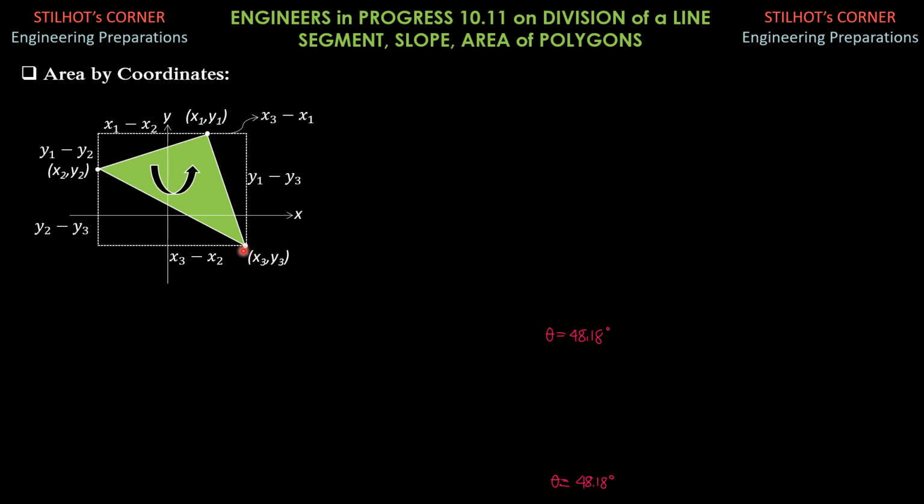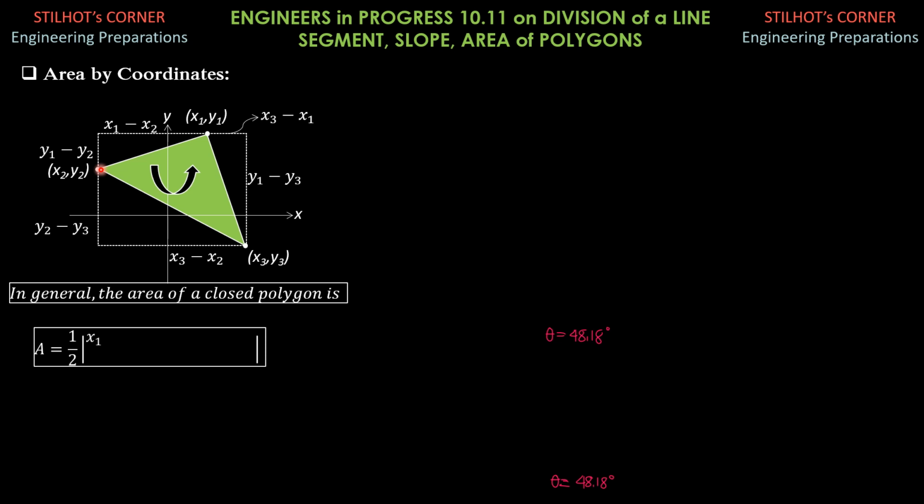So forming that, area of rectangle minus areas of three right triangles, the result in general, so in general, the area of a closed polygon would be 1/2 quantity. So arrange the points in counterclockwise manner, beginning with x1, y1. So the next point should be 1/2 quantity x1, y1, x2, y2, then x3, y3, x4, y4, and so forth. Then this is the last point, xn, yn. Then it should be closed by going back to the first point, x1, y1.